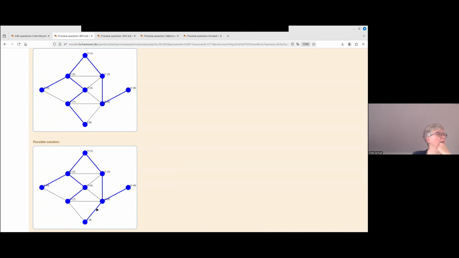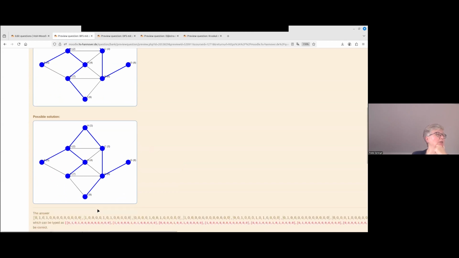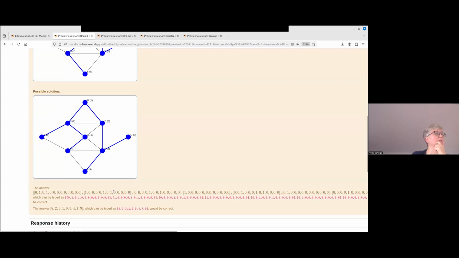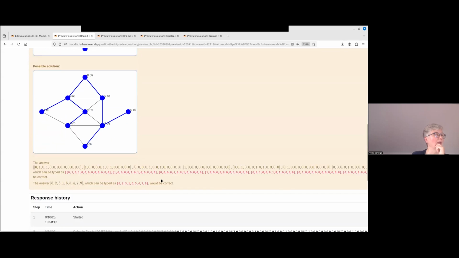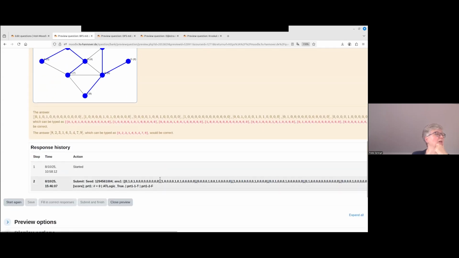So maybe it's still a bug. Maybe I have to check what Shahab did here. Yeah, this is already enabled from this. Yeah, that's correct. From 6, we have to go here and here. So I was wrong, and the algorithm was right.